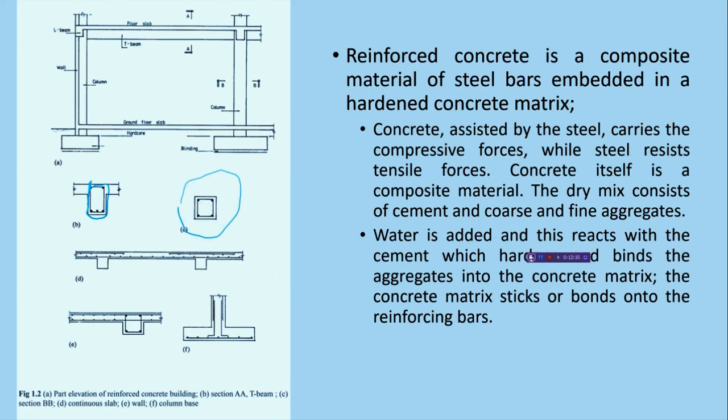Okay, and then here we also have a slab. So here this is a continuous slab. So it is connected because you see here there is a beam and also another beam, and it is connected together. So this is a continuous slab.